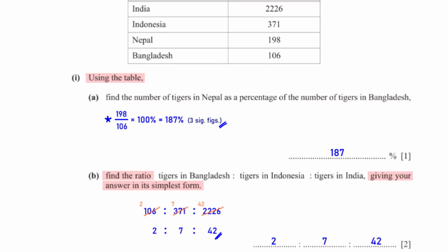Using the table, find the ratio of tigers in Bangladesh to tigers in Indonesia to tigers in India, giving your answer in its simplest form. For the ratio, we have Bangladesh to Indonesia to India equals 106 to 371 to 2226. The highest common factor of the numbers is 53. When we divide through the ratio by 53, we get 2 to 7 to 42.